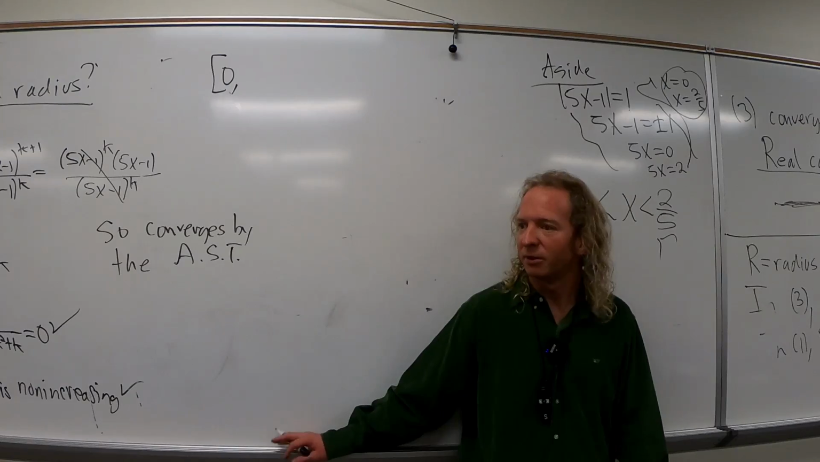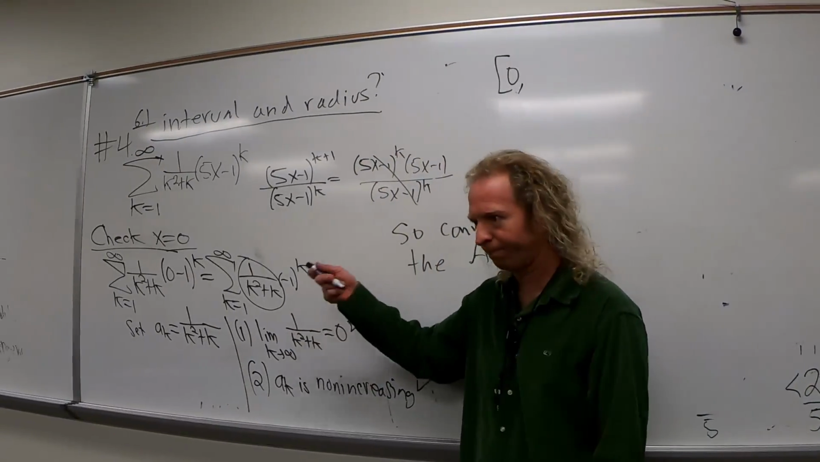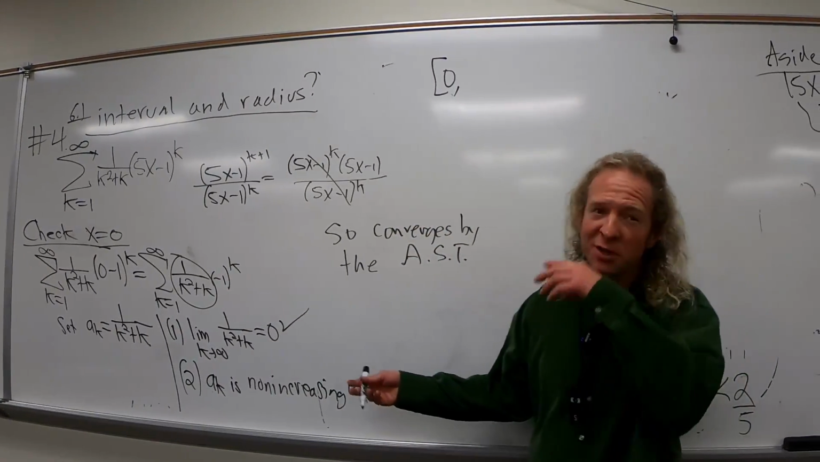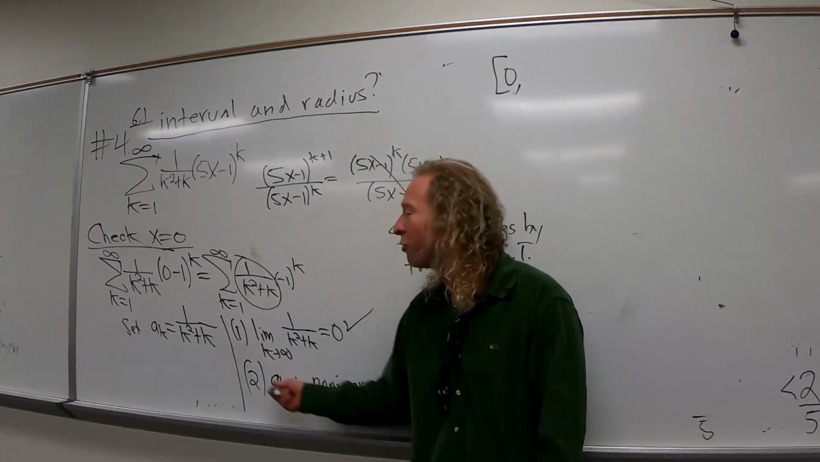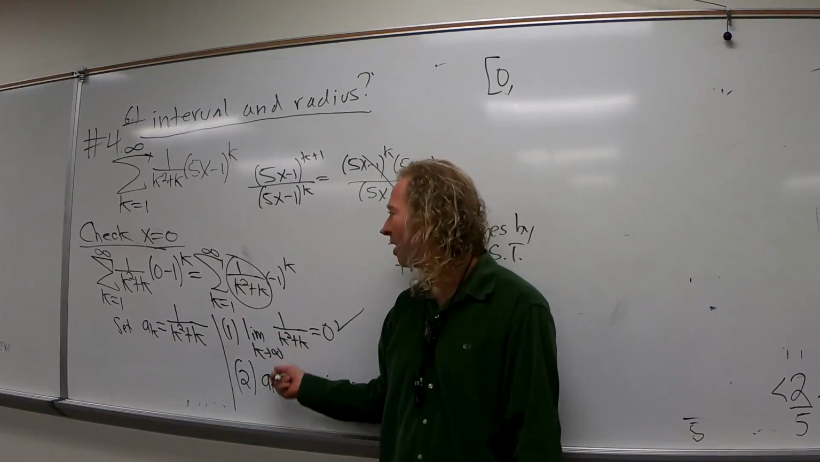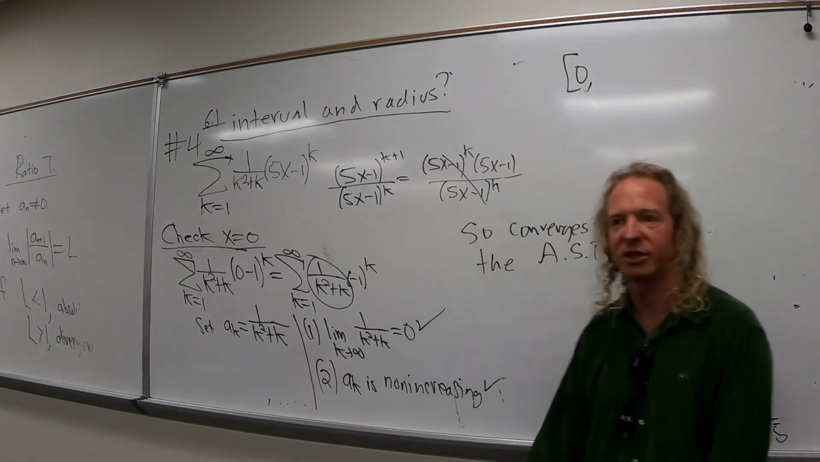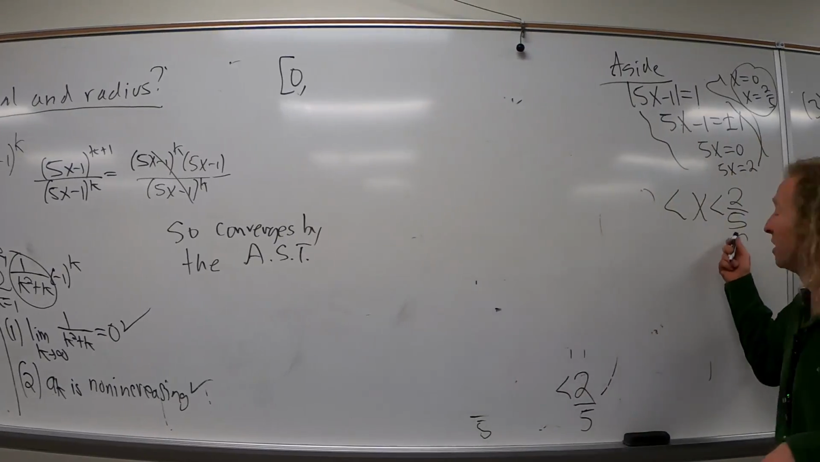So when we check 0, we use the alternating series test. I know it's obvious. After you get really good at it, you're like, oh yeah, it's a convergent alternating series. But just go through the motions and say it. Eventually it'll become obvious. Now we have to check 2/5. That's the other endpoint.